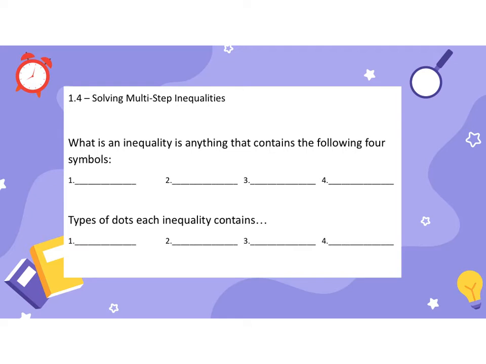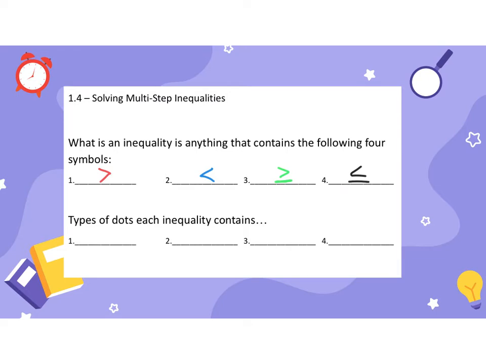Okay, the first symbol is greater than. We then have the symbol less than. We also have greater than or equal to. It's got that little line under it. And we have less than or equal to. They look just like that.